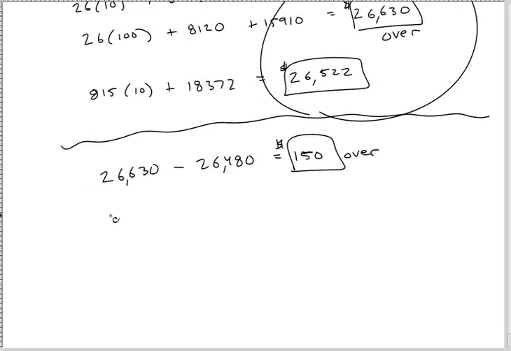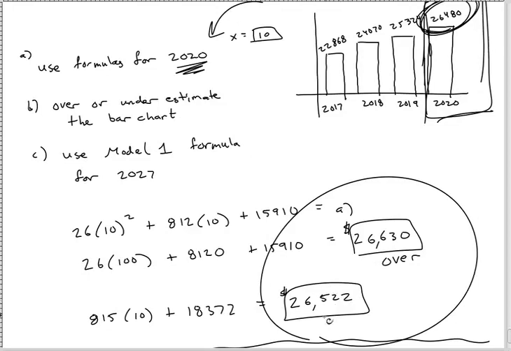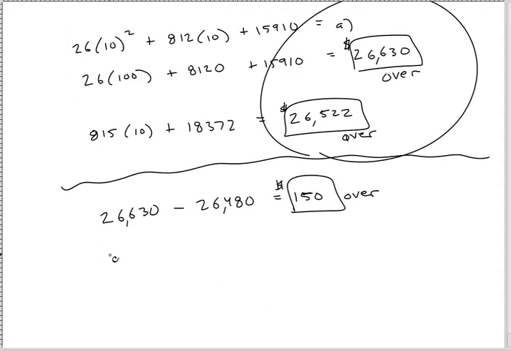And so now for the next one, again, I got 26,480 and I got 26,522. This one is still over. And so I want to see again, what's the difference between them? They're not always over. Could be under. If it was under, you still do a subtraction. Nothing new there.